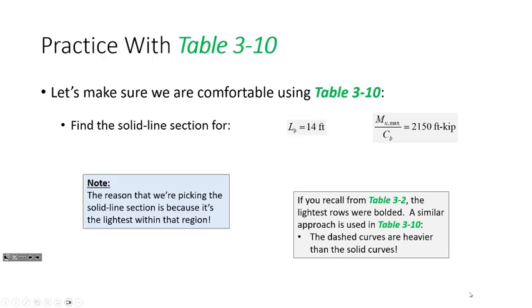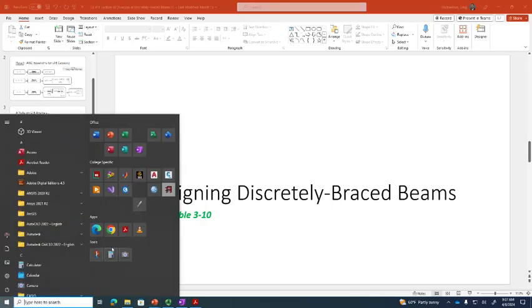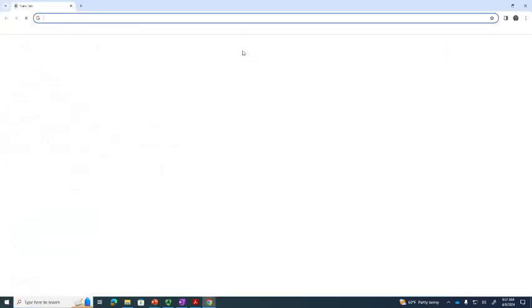And by the way, since we're on the topic, one of the things that I've mentioned for some time is that these design aids are so necessary for steel design that you will find them within the FE reference manual. Let me see if I can actually pull that up.